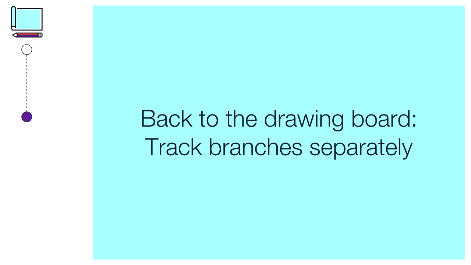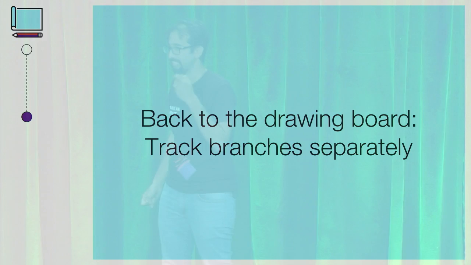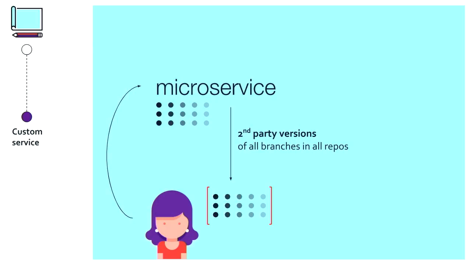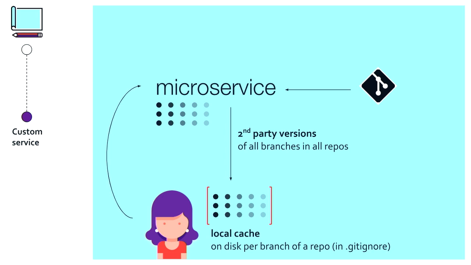Okay, so we understood that we need to go back to the drawing board, and the key thing is to track branches separately, because we want to enable people to switch branches and to be able to know what's actually going on with what they're working on. So we said, you know what? Let's build a custom microservice, and that will just hold all of the versions, right? So basically, that script will tell it, hey, this is the repo I'm on, this is the branch, and it will get all of the pointers that the branch is using. The microservice will get at least the git commits of master from webhooks, and we'll be good. We'll save it, again, in a local cache, in a git ignore, and we will be able to just run it.